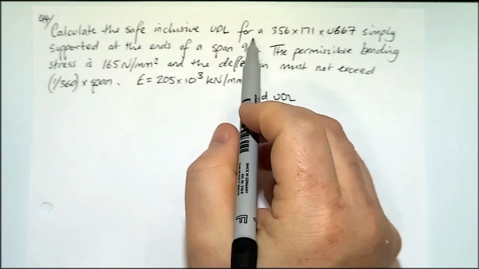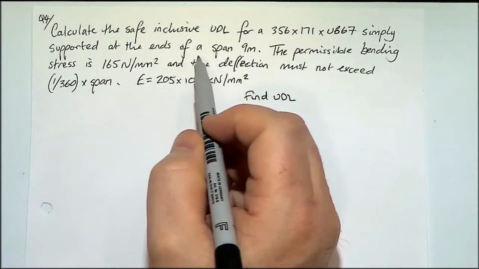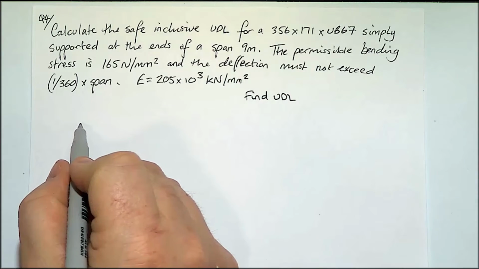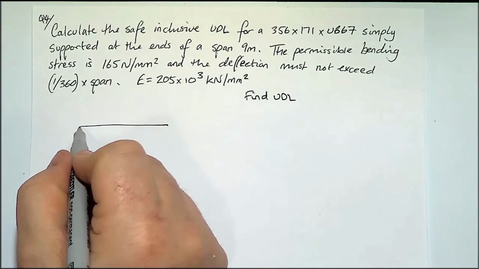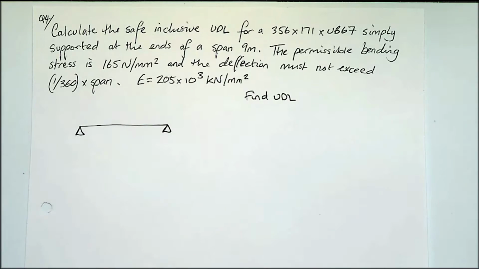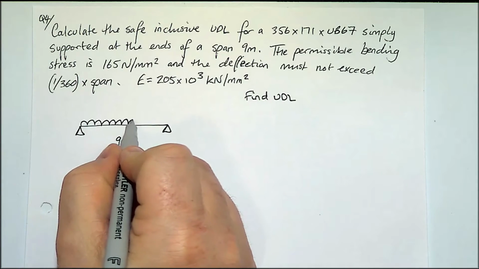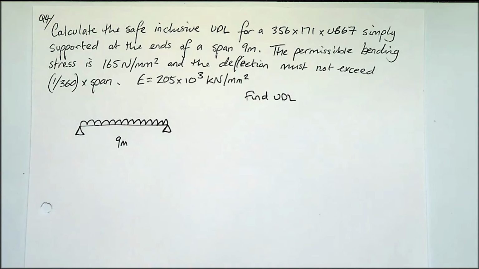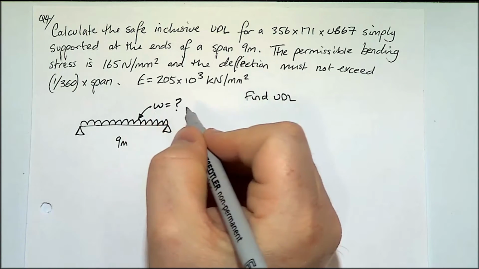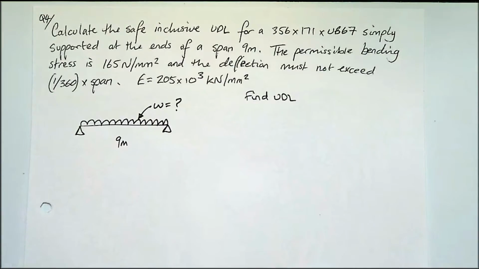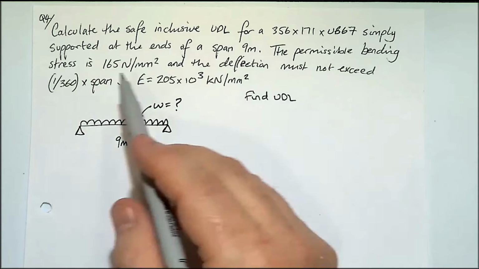To find the UDL for this particular beam, it's simply supported at ends of a span 9 meters. So we could draw that out. So it's a 9 meter simply supported beam. We have a UDL on the top that we're trying to find out the safe value. So it says find this UDL value, and it's got the permissible bending stress is 165.